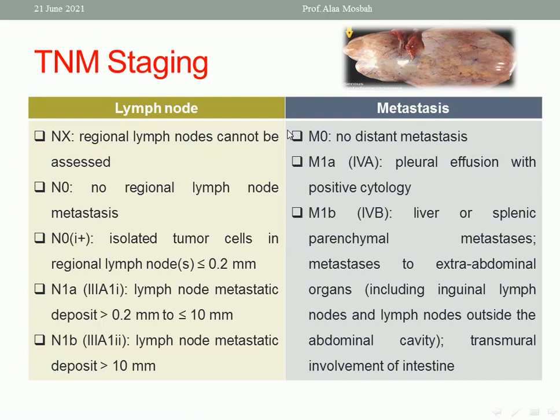What about metastasis? M0, no distant metastasis. M1A, pleural effusion with positive cytology. M1B, liver or splenic parenchymal metastasis or metastasis to extra-abdominal organs, including inguinal lymph nodes and the lymph nodes outside the abdominal cavity, and the transmural involvement of intestine.